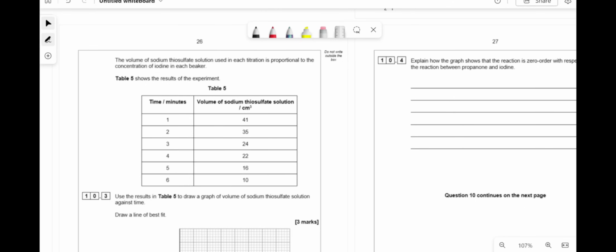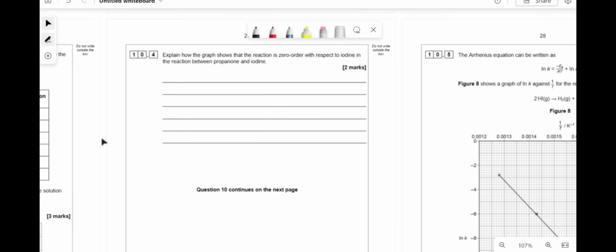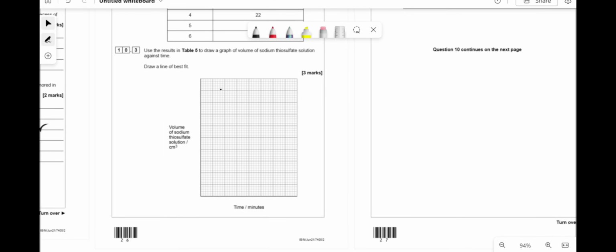Okay, so the volume of sodium thiosulfate is proportional to the iodine, and you plot a graph. Fine. Plot the graph. You can do that. So it says, explain how the graph shows that the reaction is zero order with respect to iodine in the reaction between propanone and iodine. So the graph should have just been a straight line like this. I'm not going to draw it.